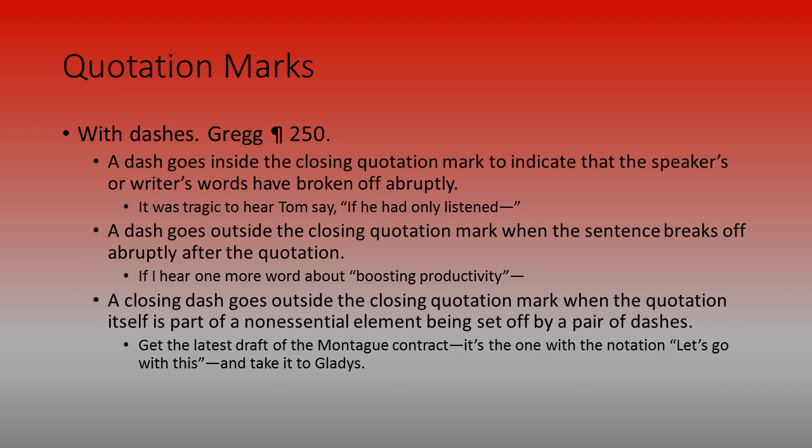With dashes, a dash goes inside the closing quotation mark to indicate the speaker or writer's words have broken off abruptly. A dash goes outside the closing quotation mark where the sentence breaks off abruptly after the quotation. And a closing dash goes outside the closing quotation mark when the quotation itself is part of a non-essential element being set up by a pair of dashes. So in that last example, it's a quotation that's not being set off by the dashes, so the dash goes outside that quotation mark.